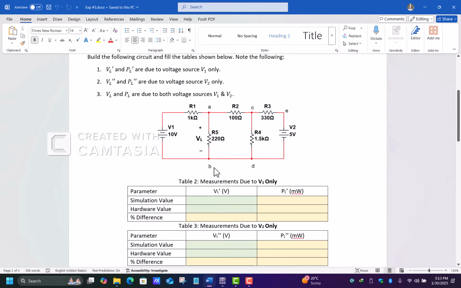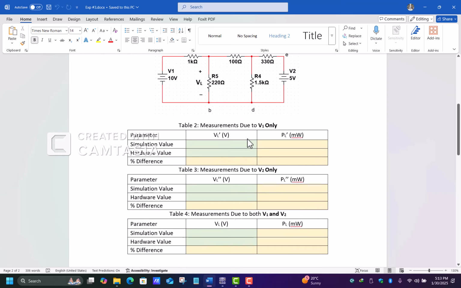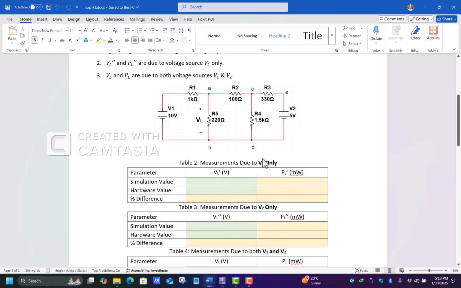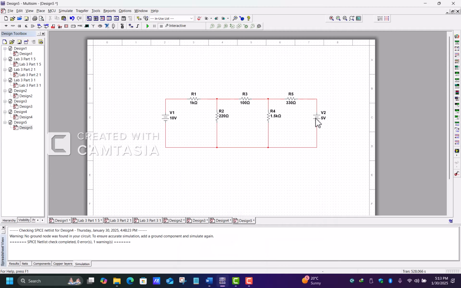This experiment has three different tables. The first one is based on the measurements due to voltage V1 only. The second one is V2 only, and the third one is V1 and V2, taking both of the voltage sources. In the first case, we take the first voltage source, and we short circuit the second voltage source. So what we should do in this case is simply remove the 5 volt source here and make it a short circuit.